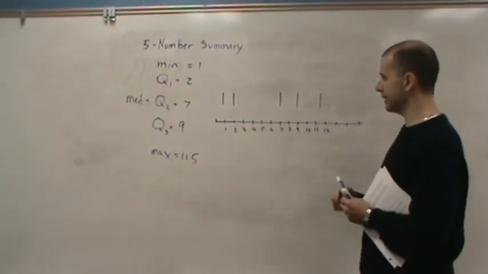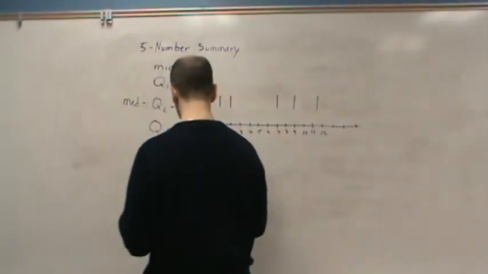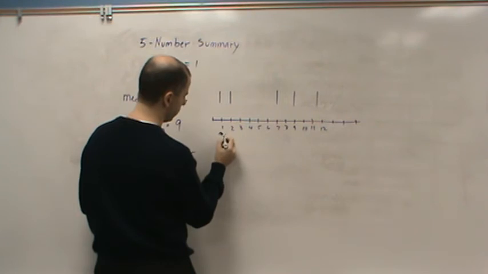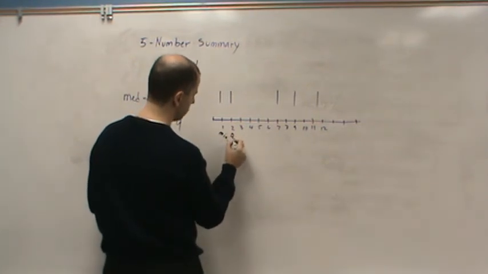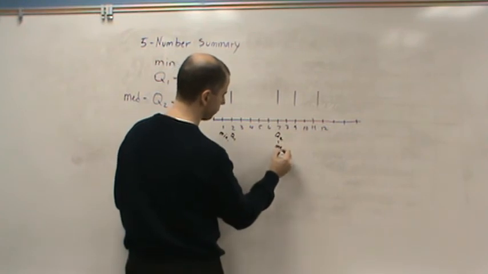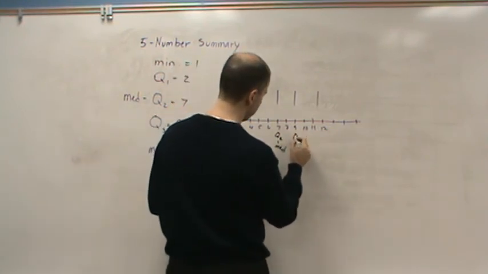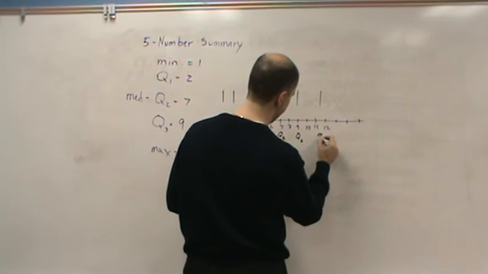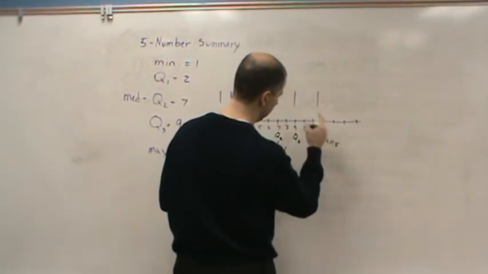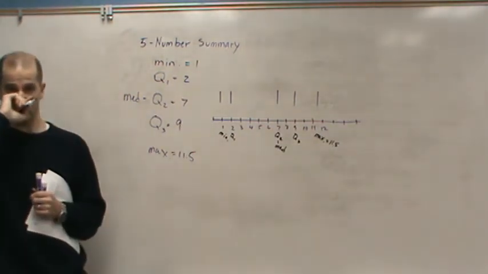What we're going to do is take the minimum value. Well, let me plot these just so you... So here's the minimum, there's my min. There's Q1. Here's Q2, or the median. Here's Q3. And here's my maximum value, 11.5. So my bar is in the middle of those 2 tick marks.